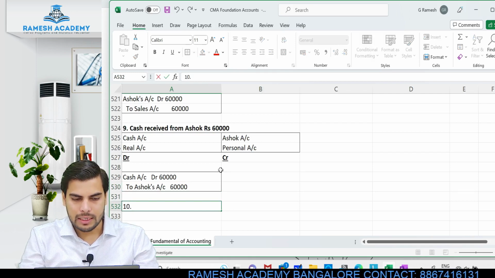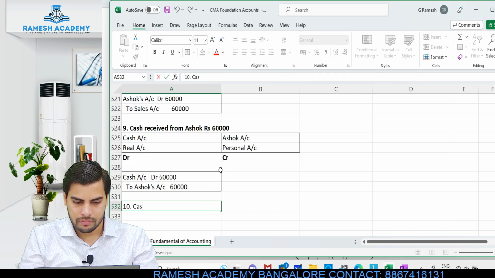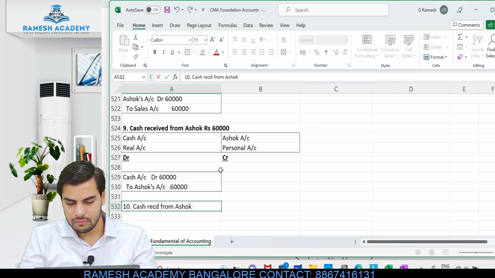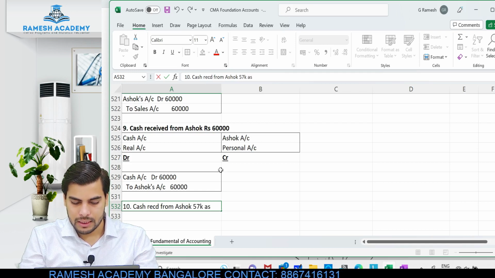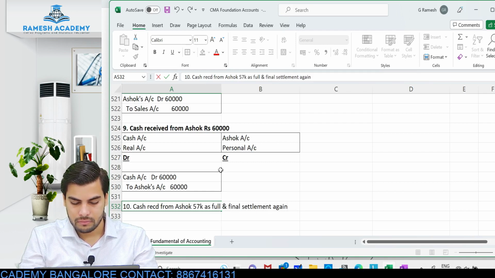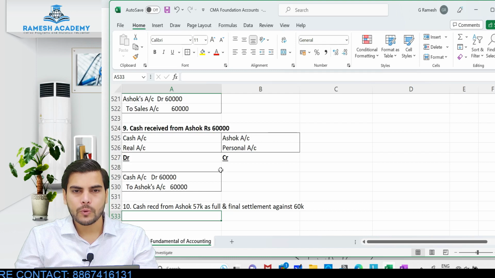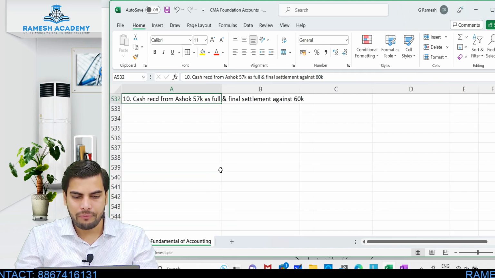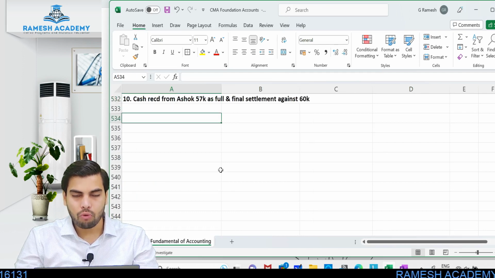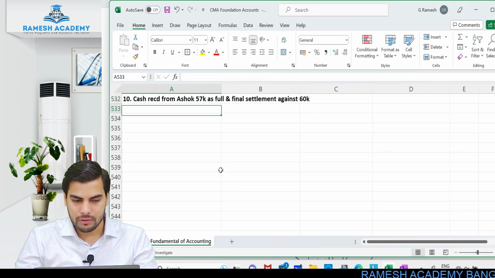Yes. Okay. Let's have a look at the next transaction. Cash received from Ashok 57,000 as full and final settlement. Again 60,000. I was supposed to collect 60,000 rupees, but as a full and final settlement, I am collecting 57,000 rupees from Ashok. So let us understand what exactly will be the accounts which will get affected because of this transaction.